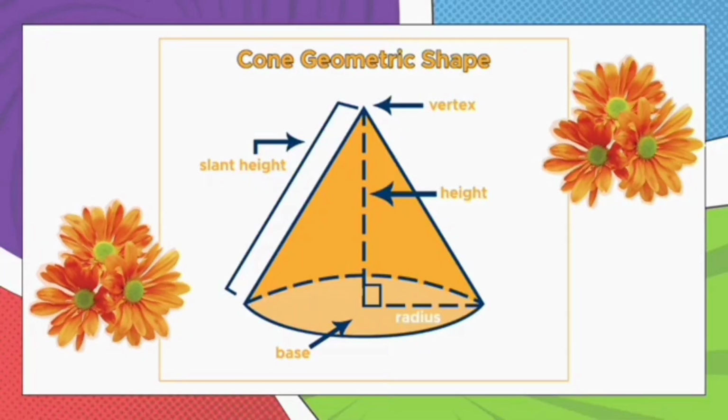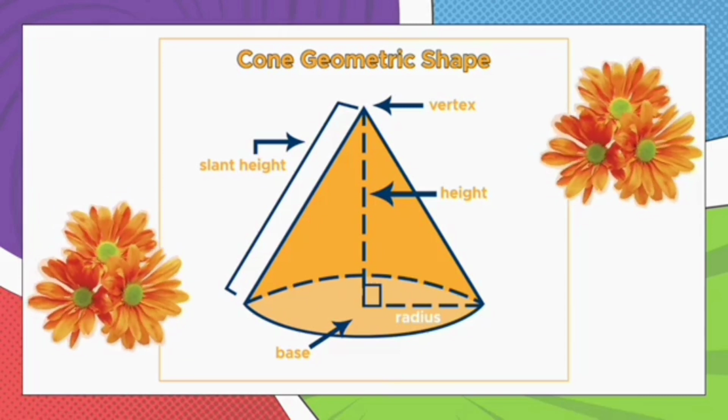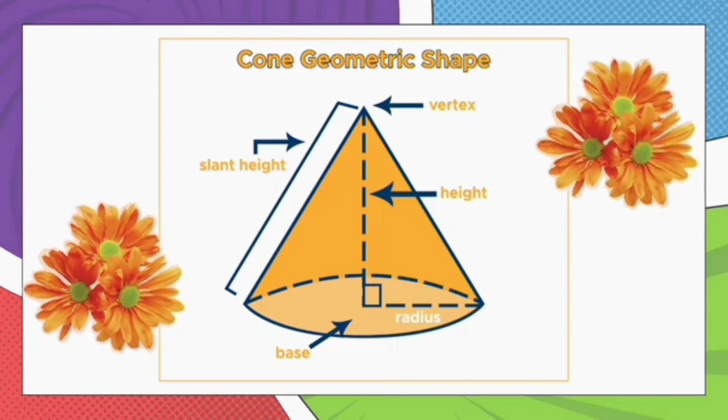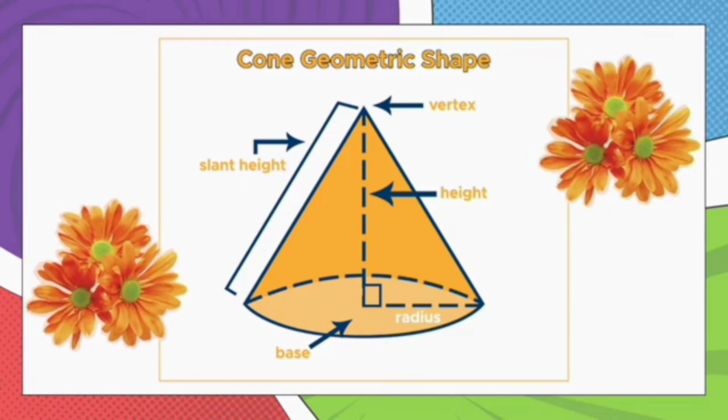Next, let's learn about a cone. A cone is a solid shape with a circular base and a pointed top called the vertex or the apex. A cone has a slant height and a perpendicular or vertical height.